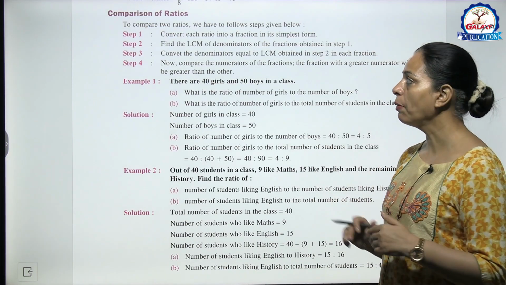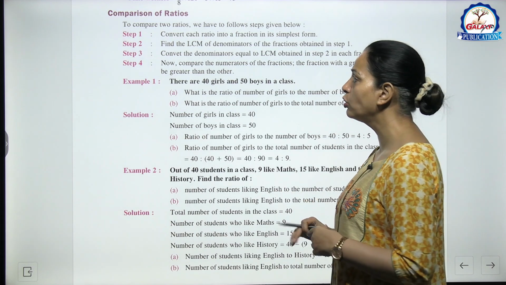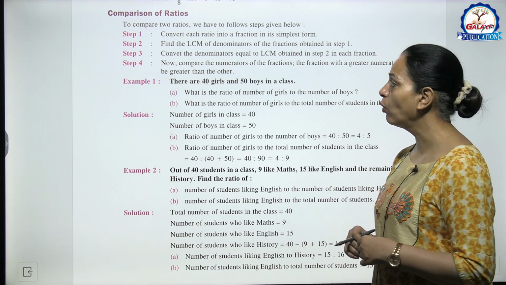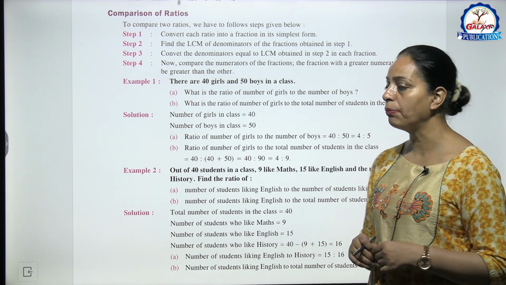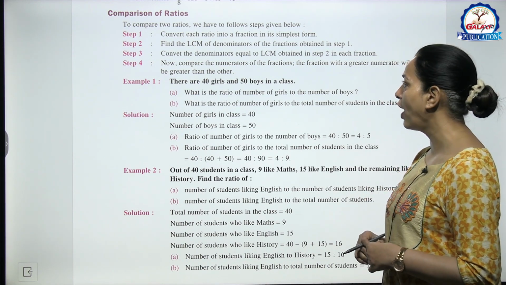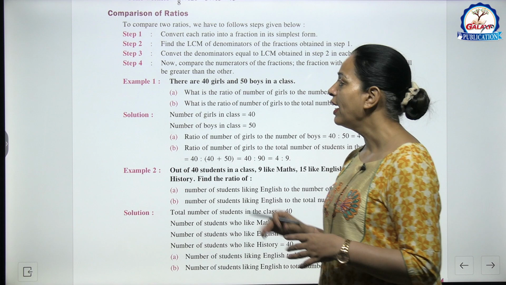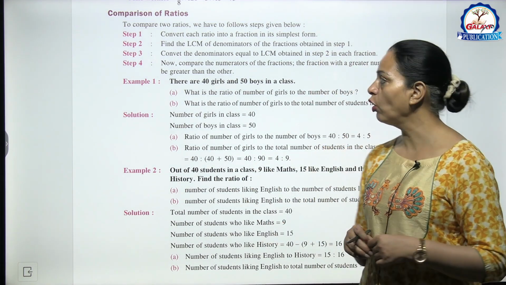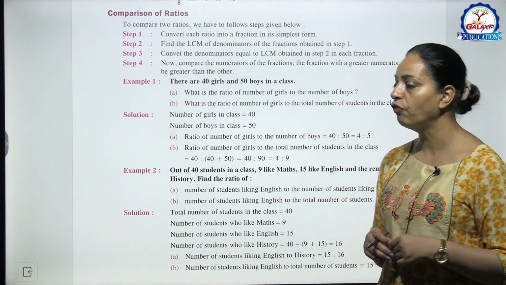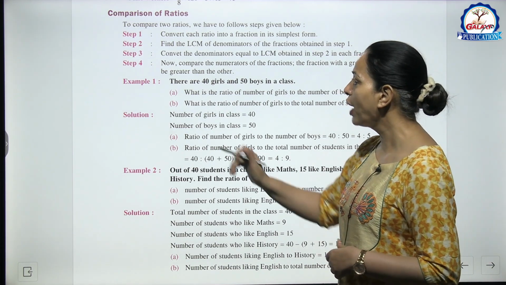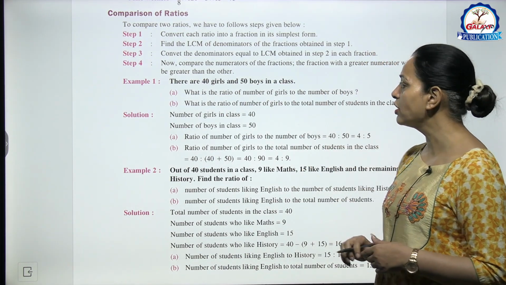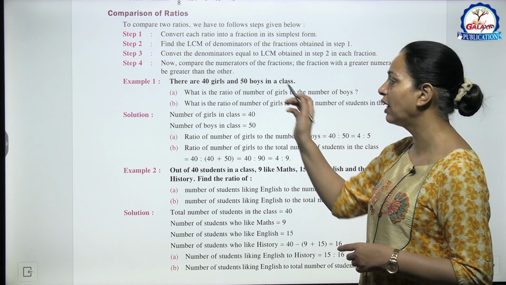Okay. Now comparison of ratios. To compare two ratios, we have to follow the steps given below. Step 1, convert each ratio into a fraction in its simplest form. Step 2, find the LCM of the denominators of the fractions obtained in step 1. Step 3, convert the denominators to the LCM obtained in step 2 in each fraction. And step 4, now compare the numerators of the fractions. The fraction with the greater numerator will be greater than the other.